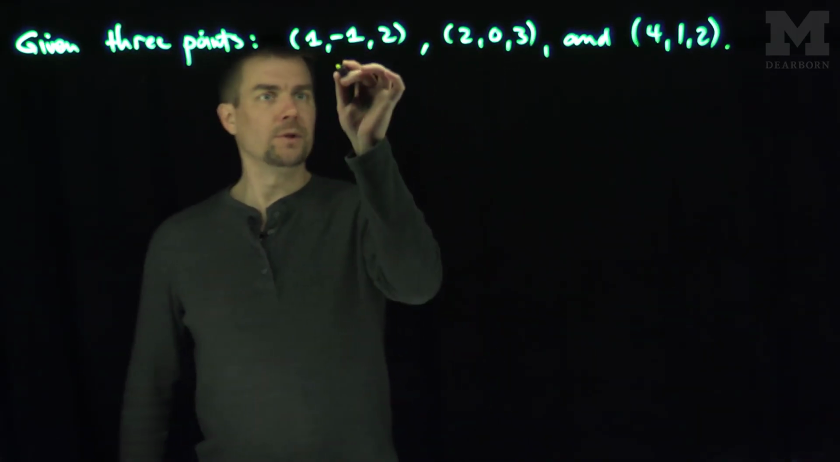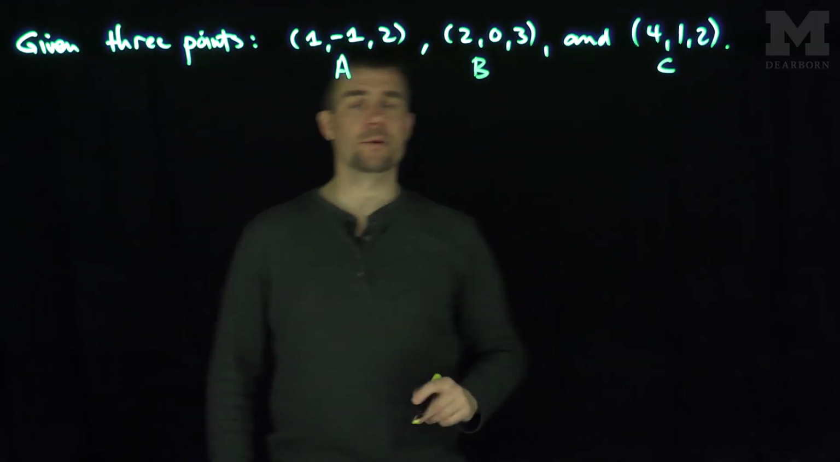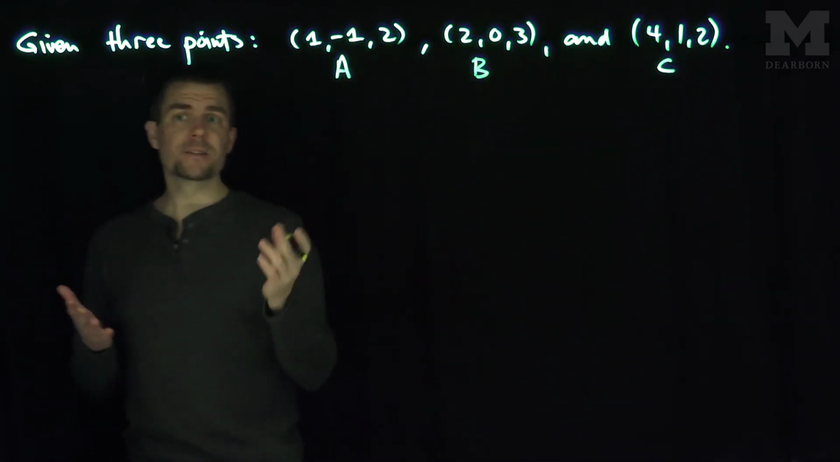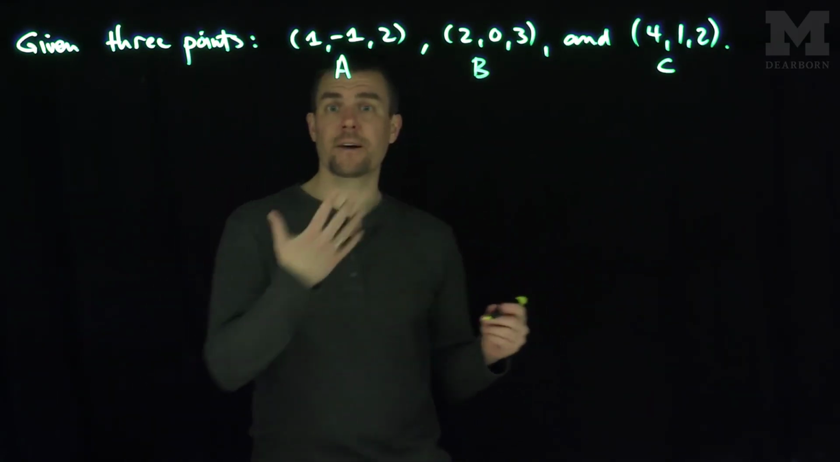I'm going to treat this first point over here as my reference point. It doesn't matter what point you treat as your reference point. I'm going to look at those 3 points in space. And I know that A is a point on my plane, and I know that the vector from A to B and the vector from A to C are vectors on my plane.